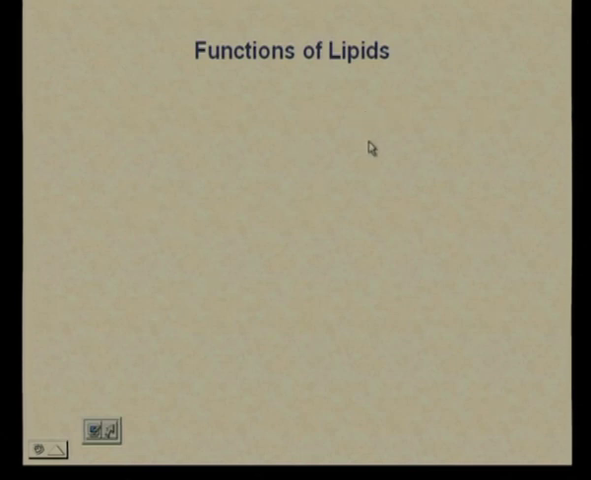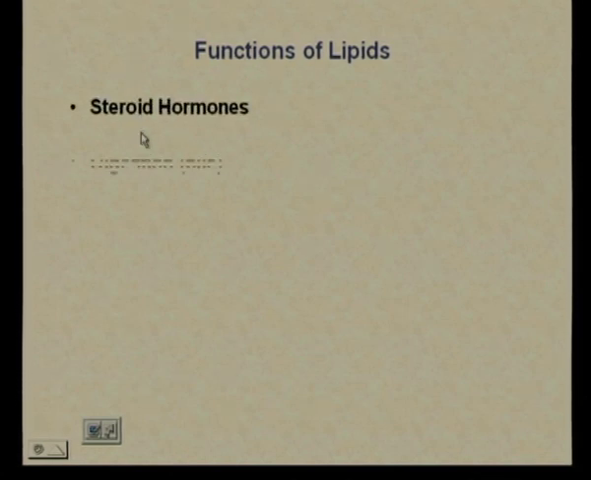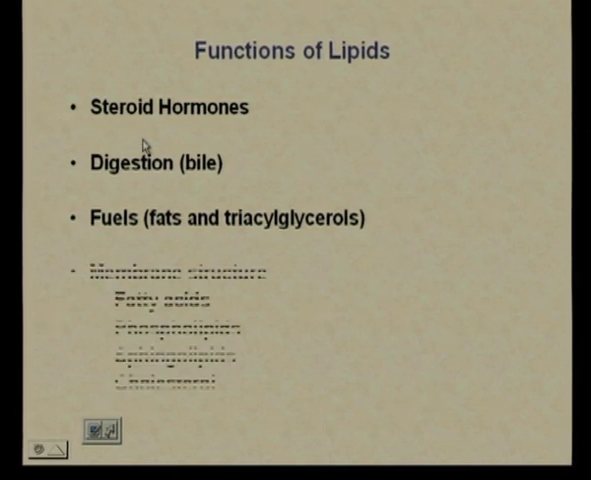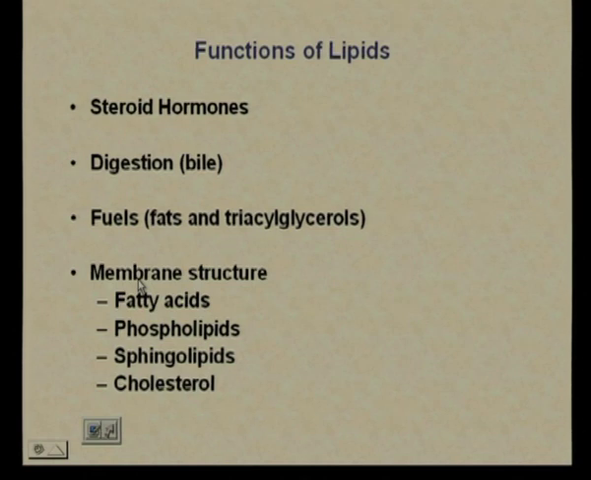Now, if we look at the functions of lipids, they play a very important role in biological cells and biological cell membranes, and of course, membrane transport, which we will be doing later on. We have steroid hormones, digestion, fats and triacylglycerols, which give us the fuel for our bodies, and the membrane structure. So, lipids are involved in all of these activities, starting from hormones to digestion elements that are present in the bile. These all have lipids as their components.